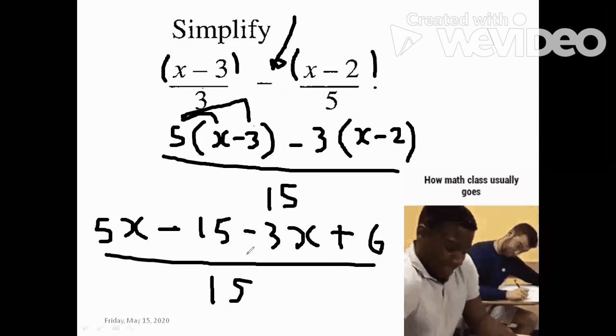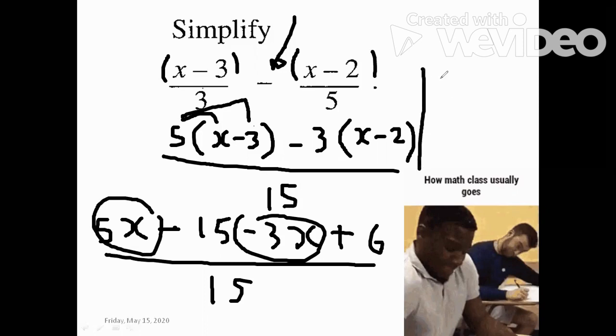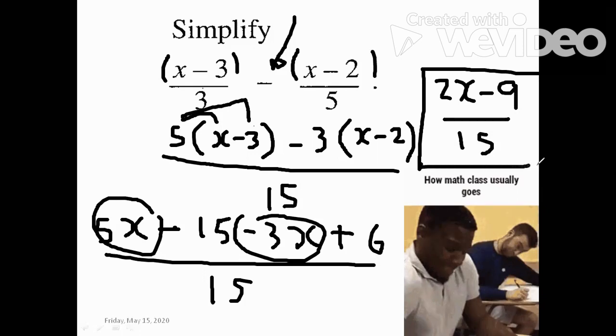Now 3x from 5x is 2x. I'm just going to squeeze the answer up here. So we have 2x. We have negative 15 plus 6. That turns out to be negative 9. I will put everything over 15. So this is our answer.